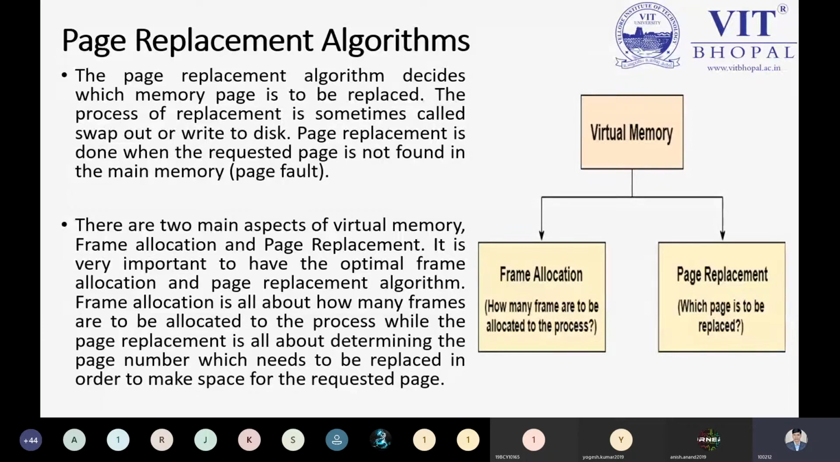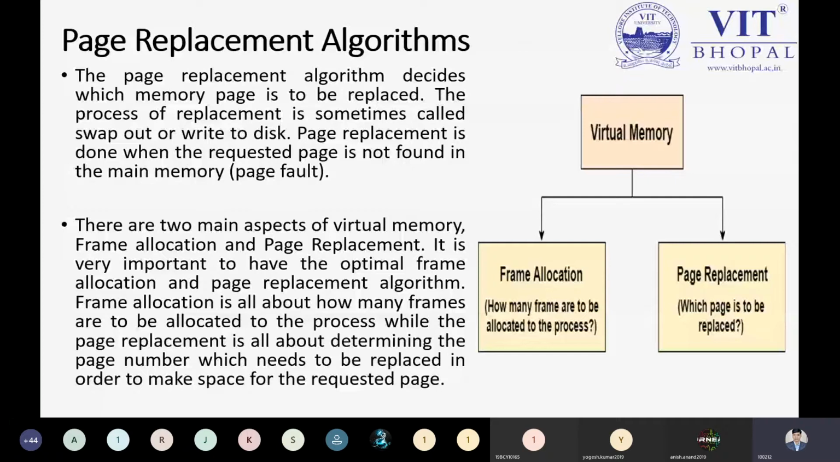Frame allocation means how many frames are to be allocated to the process at a specific time from the physical memory, and that technique is known as frame allocation in a summarized way. But page replacement determines how many pages are required to be replaced when the main memory is dealing with the pages during process execution.